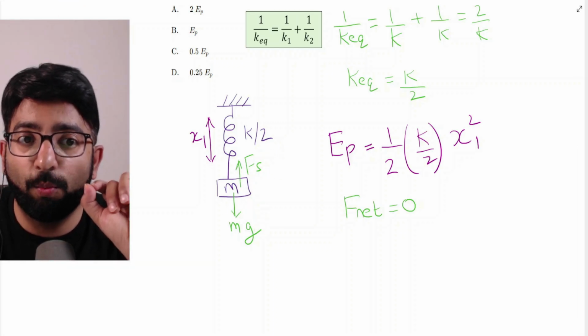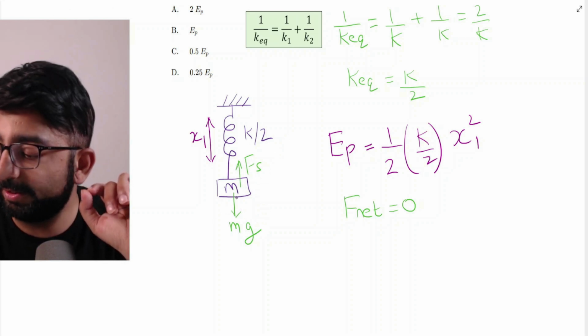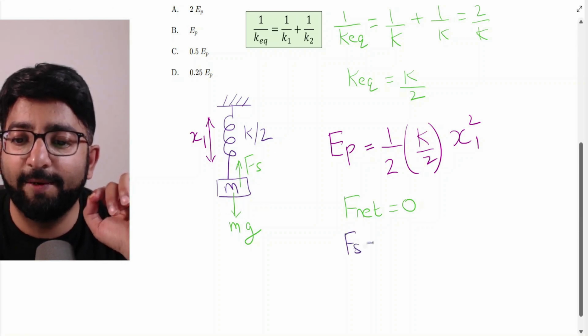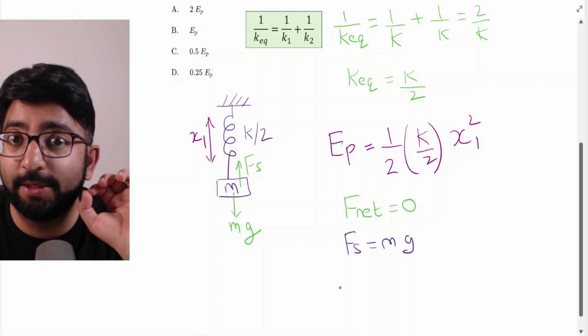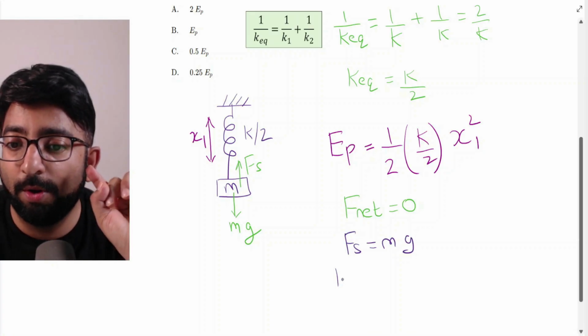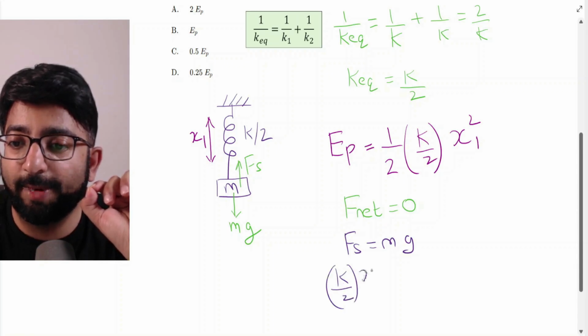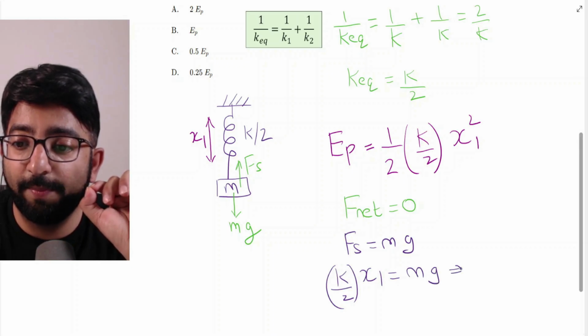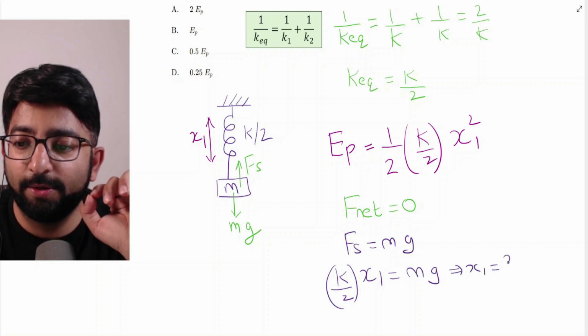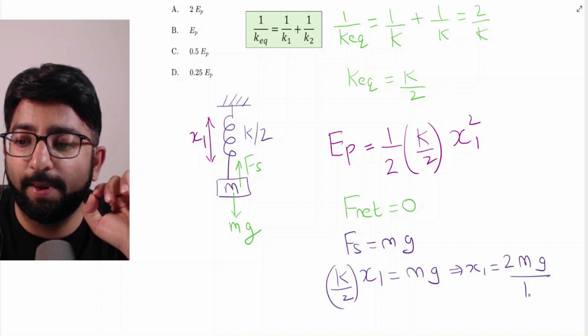So spring force and the weight of the object should balance each other. So let's write down Fs will be equal to mg, and the spring force is given by the Hooke's law, which we will write as K by 2 is the spring constant multiplied by x1 is the extension. So this is equal to mg. Now let us make x1 as the subject. So we will write 2 mg by k.